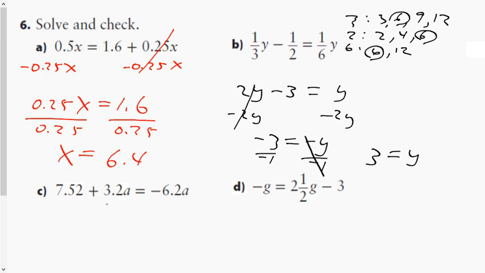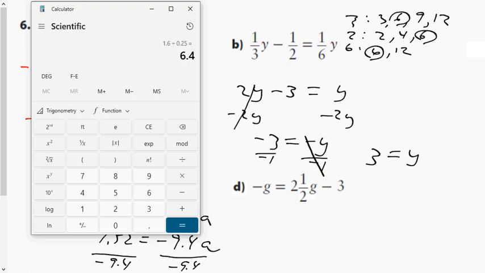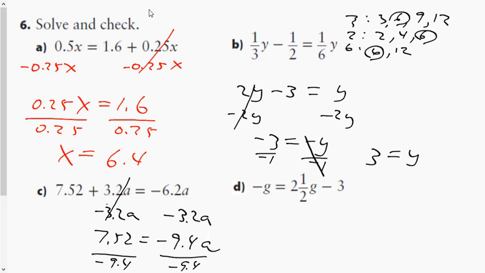In C, we have variables on both sides, so I'm going to get rid of it from one side by adding its opposite, which in this case is negative 3.2a. 7.52 is equal to negative 9.4a. Divide both sides by the coefficient. And hopefully 7.52 divided by 9.4 is a fairly simple decimal. And it is, it's 0.8. So therefore, negative 0.8 is equal to a. It's real easy when you work with decimals instead of fractions because it's just the same basic algorithm without having to worry about fraction signs.